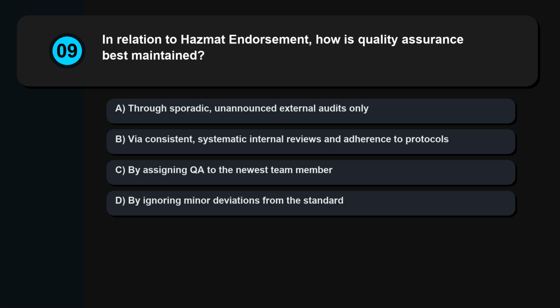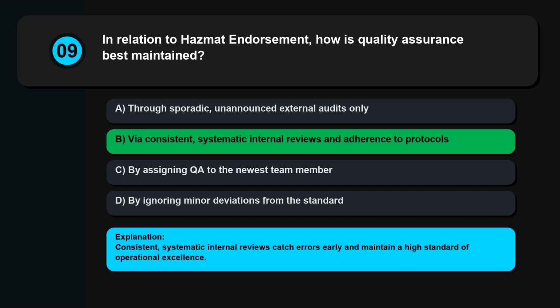Question 9. In relation to Hazmat endorsement, how is quality assurance best maintained? Through sporadic, unannounced external audits only, via consistent, systematic internal reviews and adherence to protocols, by assigning QA to the newest team member, by ignoring minor deviations from the standard. Consistent, systematic internal reviews catch errors early and maintain a high standard of operational excellence.